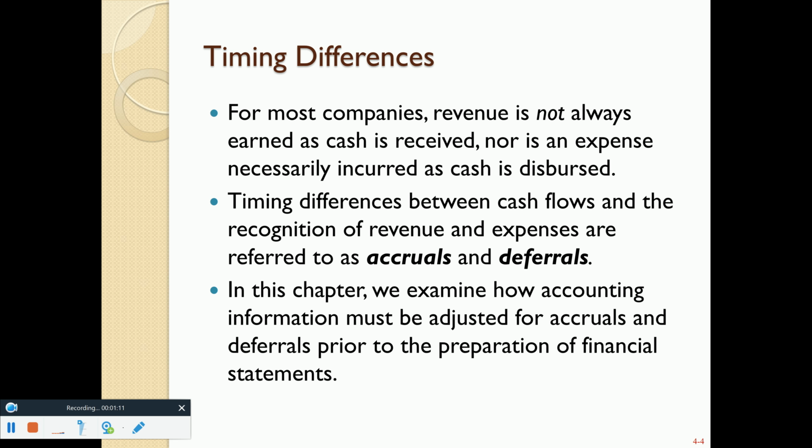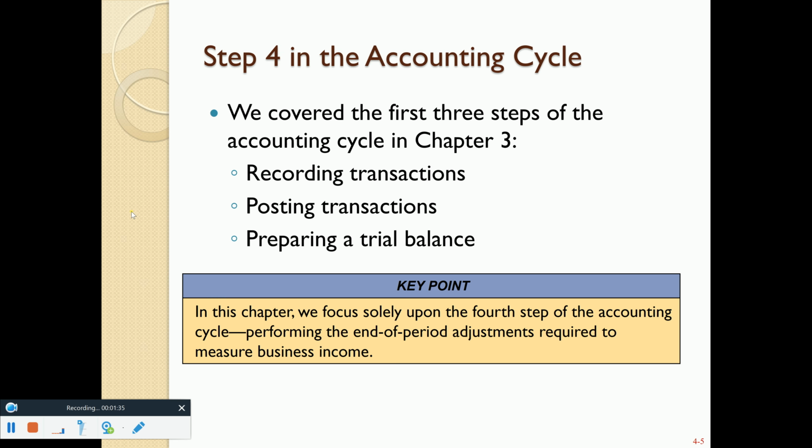And as we said in prior chapters, revenue is recognized when it's earned, regardless of when we collect cash. So there is a timing difference between cash flows and the recognition of revenues and expenses. I also should say expenses are recorded when they're incurred, regardless of when we pay cash. So we're going to have these accruals and these deferrals, and those are the accounting adjustments that we typically need to make.